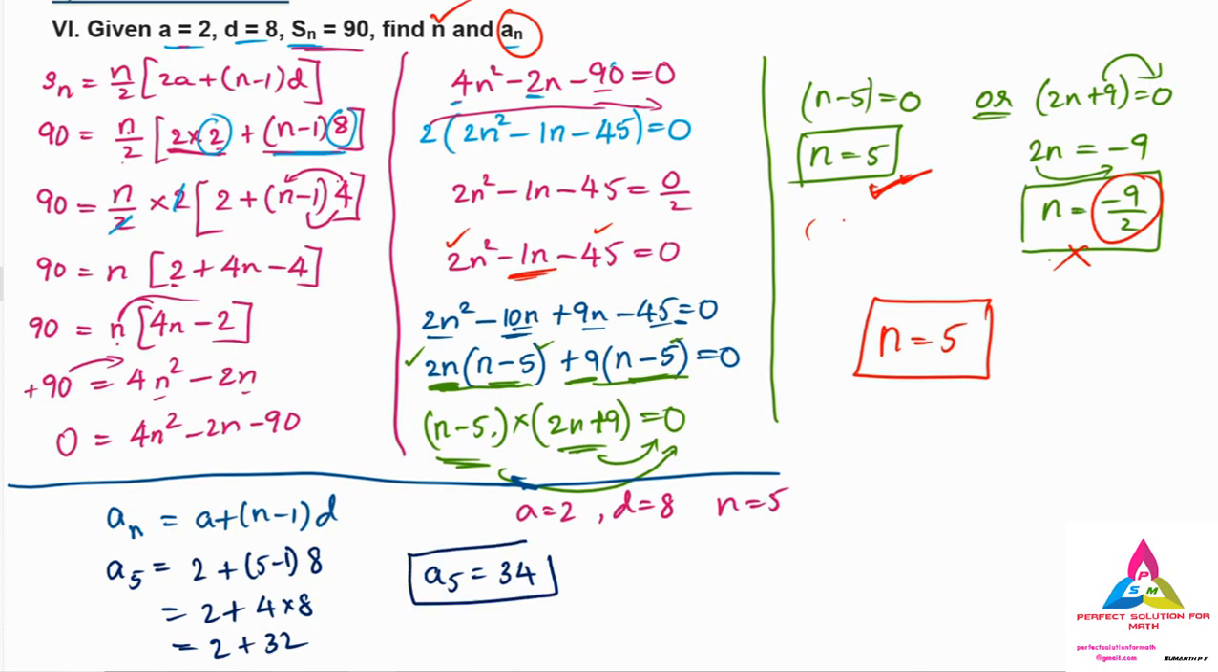So this is our final answer. I have told you that to find the n value we needed lots of things to do, but while finding any other value, that is a5 or any value, it will be easy. So the n value is very important. If they have told you to find the n value, we have to use all the steps. So this is the final answer of this question.